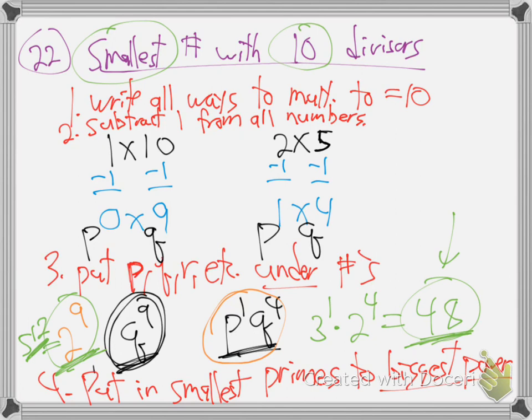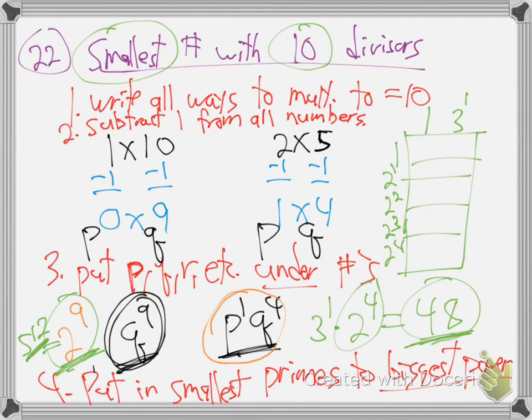How do I know 48 has 10 divisors? Well, remember how we found divisors? If we wanted to do it, we'd put a 1 here and a 1 here. And then you go 2 to the first, 2 to the second, 2 to the third, 2 to the fourth. And then up here you go 3 to the first. That's all there is. See how many boxes there would be there?